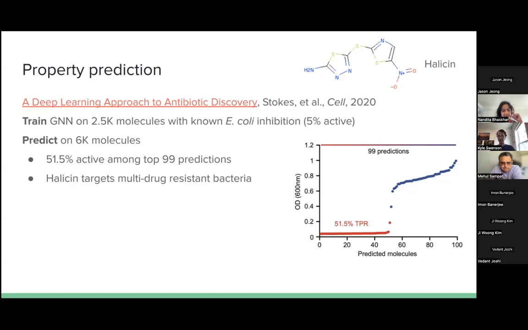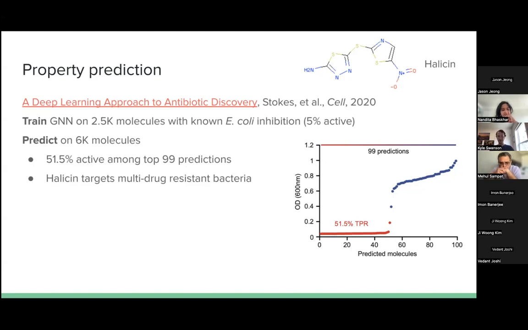In addition, among those 99 molecules, we found one that was especially interesting. It was this molecule that we later called Halicin. And what was cool about it, this was somewhat unintentional, but a really nice find, was that it didn't just kill E. coli, which is what we trained it to do. It was also capable of killing multiple different bacterial strains, including strains that were multi-drug resistant.